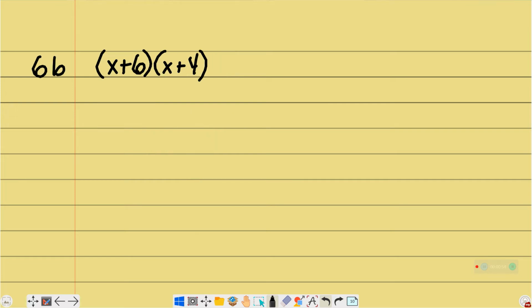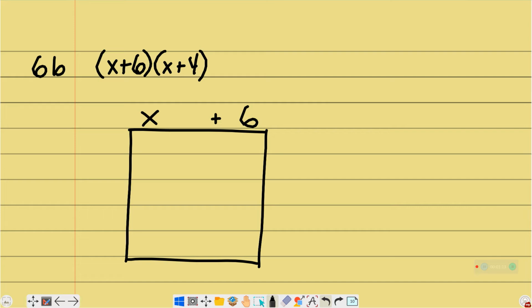6B says x plus 6 times x plus 4, and we need to draw a figure that models this multiplication problem. So across the top, I want x plus 6. And then along the side, I want x plus 4.